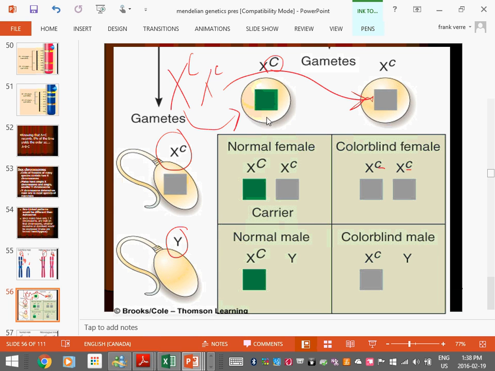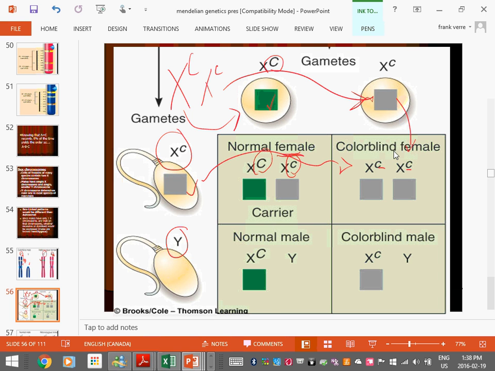So if this egg cell meets this sperm cell, what do you get? Well, you get one copy of the normal C and one defective copy. You have two X's. This is a female, and she's a carrier. But can she see green? Yeah, she can. The only way a female can't see green is if you get one defective copy from mom and one from dad. So in this case, that will be a colorblind female.